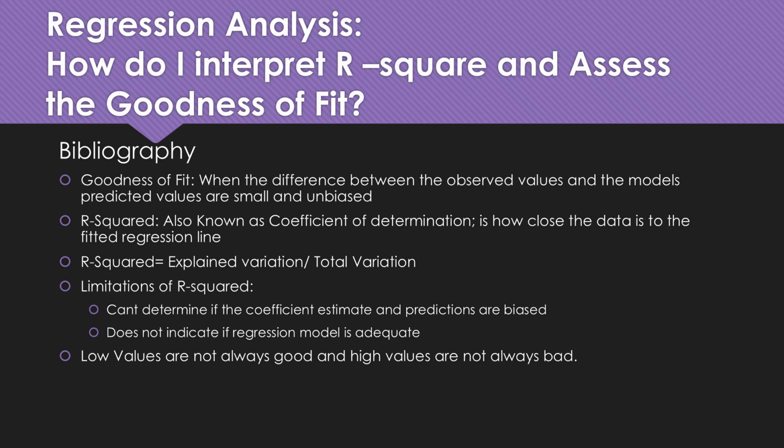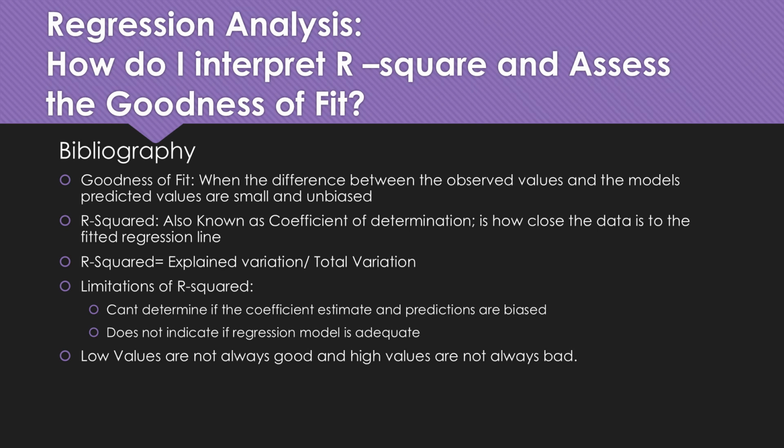For this article, it stated the goodness of fit is when the differences between the observed values and the model's predicted values are small and unbiased. R-squared, also known as the coefficient of determination, is how close the data is to the fitted regression line. R-squared equals explained variation divided by total variation.